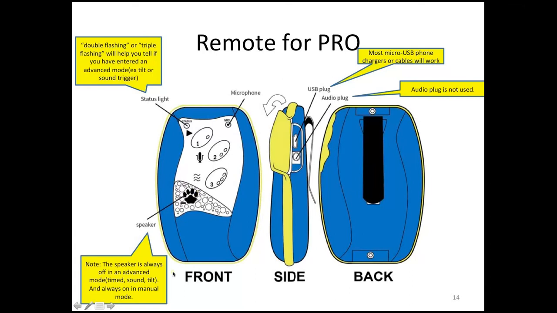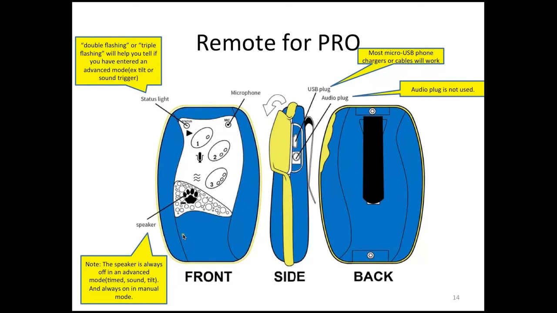That's the speaker. And a quick comment about the speaker, we've had people ask, the speaker is always off in any of the advanced modes, so it does not beep if it's doing time dispense, if it's in sound trigger mode, or if it's in tilt mode. So the speaker is not active, and you can't make it active in those modes. On the flip side of that, it's always on in manual mode.